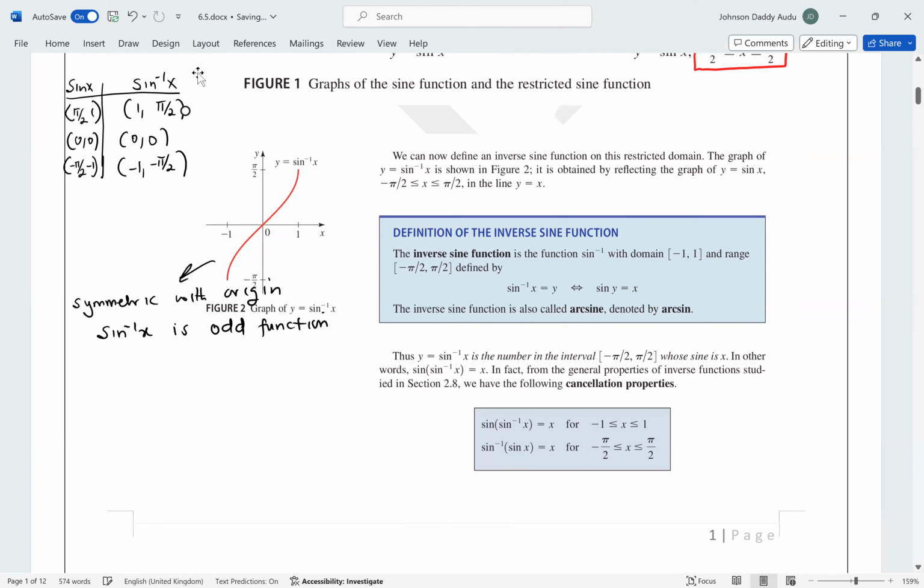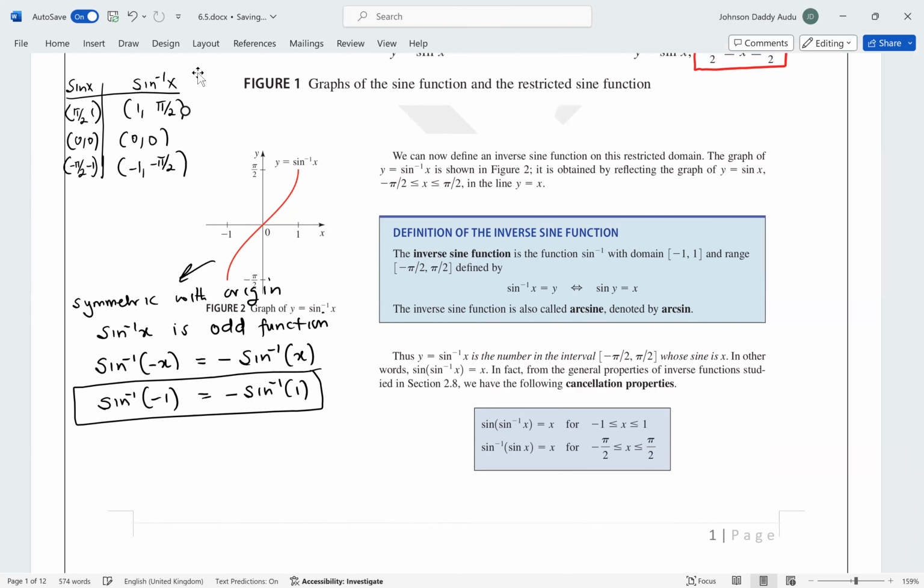And what does that mean? Being an odd function, it means that sine inverse of minus x is going to be the same as minus sine inverse of x. So the minus can come out because sine inverse is an odd function. Okay? So, for example, if we want to find sine inverse of minus 1, we can take the minus outside. So you have minus sine inverse of 1. This is a true statement.